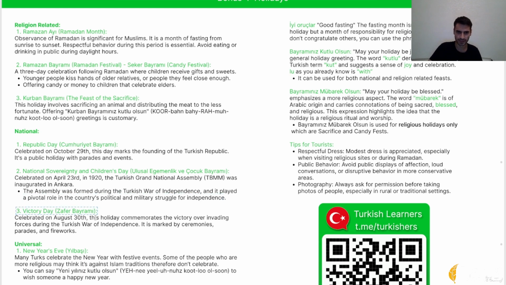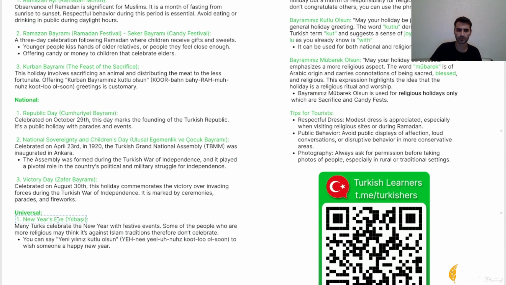Victory Day, Zafer Bayramı, is celebrated on August 30th. This holiday commemorates the victory over invading forces during the Turkish War of Independence. It is marked by ceremonies, parades, and fireworks. Universal New Year's Eve, people celebrate this. Some people don't celebrate this, who think it is not right for their Islamic traditions.